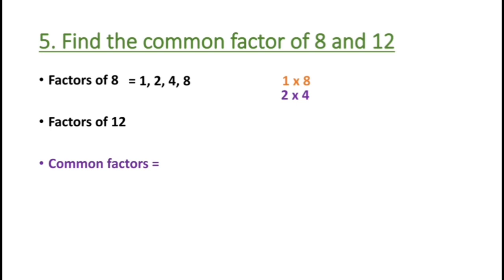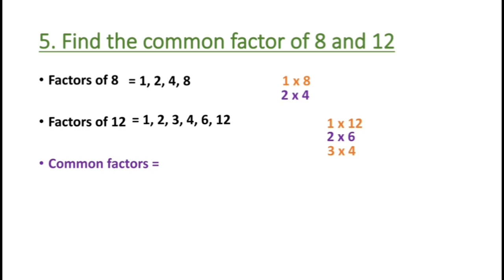Then 12. 1 12s are 12, 2 6s are 12, 3 4s are 12, and again everything will be reversed. 4 3s are 12, 6 2s are 12, 12 1s are 12. We get 12 in all these tables only. 12 is divisible completely by these numbers. So the factors are 1, 2, 3, 4, 6, 12.